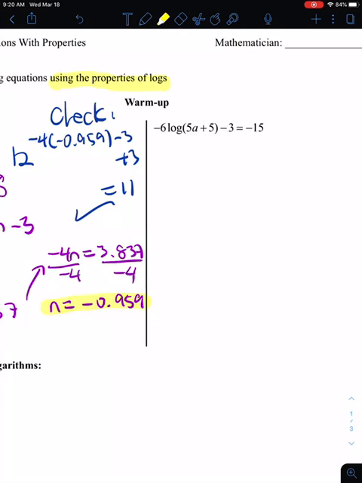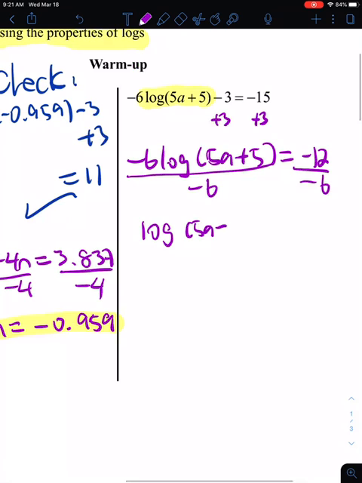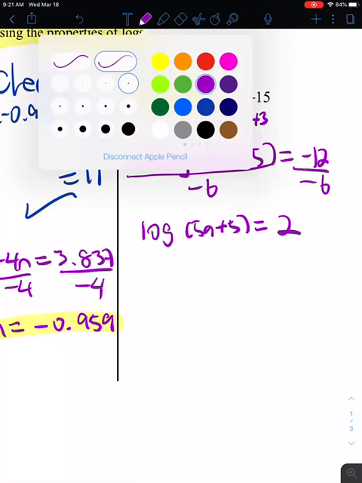Okay, let's go ahead and go through the second one. Again, we want to get the log by itself. So let's first add 3 to both sides. So I get negative 12, divided by negative 6. So I have log of 5a plus 5 is positive 2.